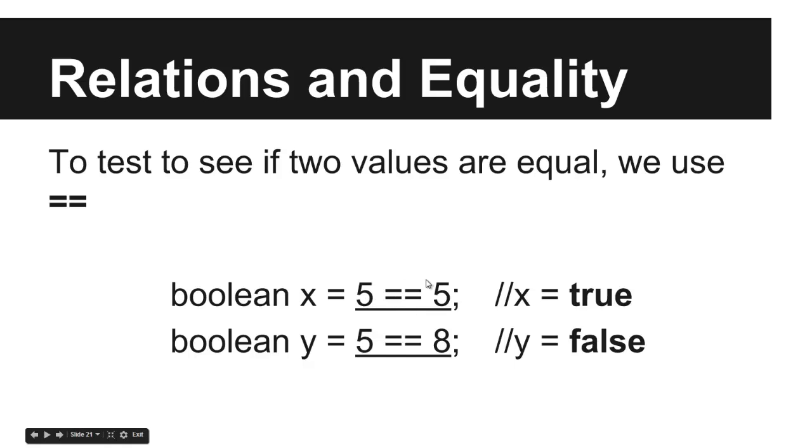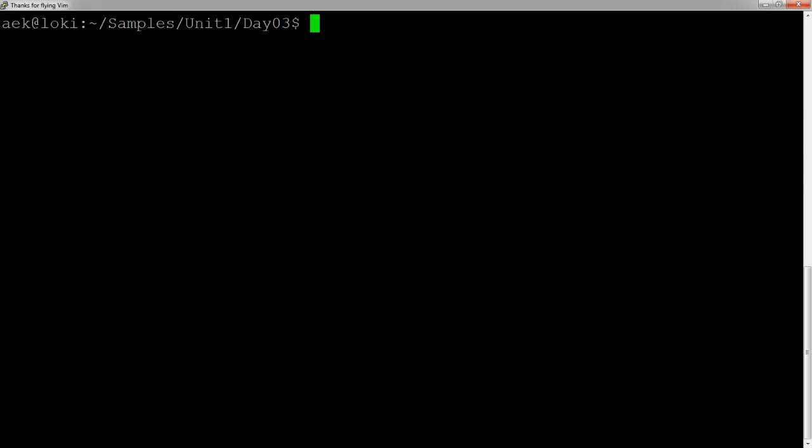If the thing on the left is the same as the thing on the right, it all resolves to be true. If the thing on the left is different than the thing on the right, it all resolves to be false. Let's take a look at that in the wild.